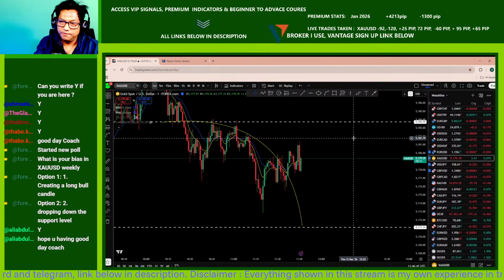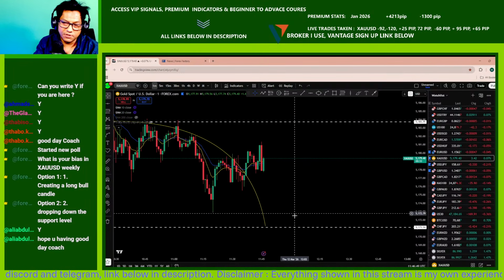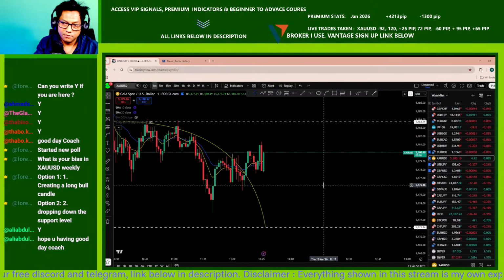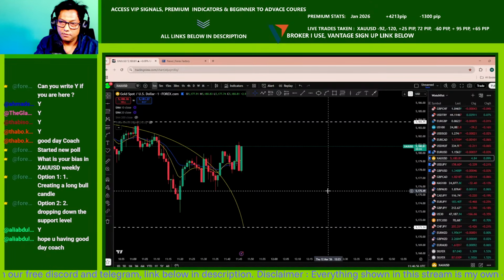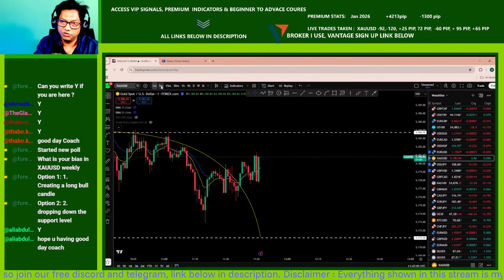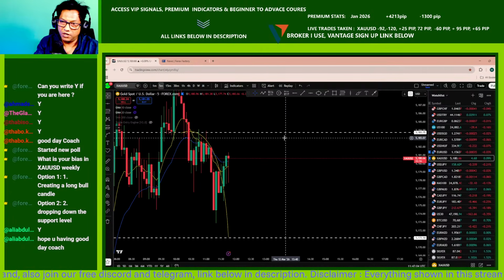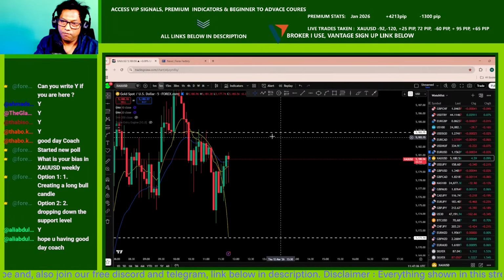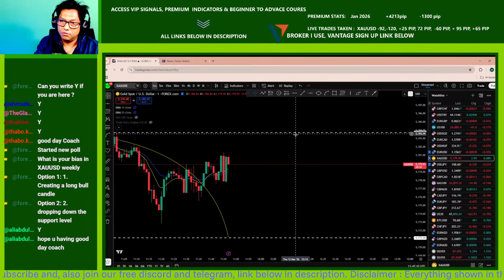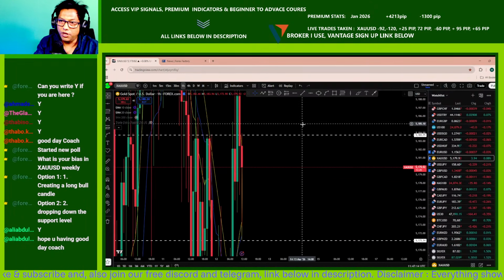What's your view on that here? Do you think it's going to come back down to the support? Straight bounce back up. This is interesting, but I think that's potentially creating further possibility for us to look for a sell here.